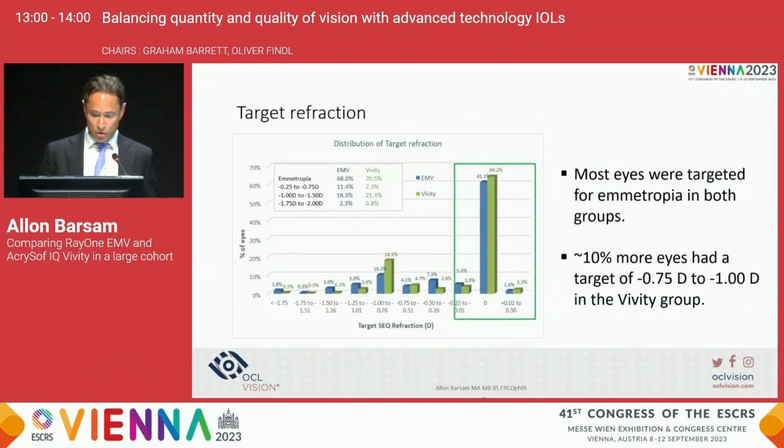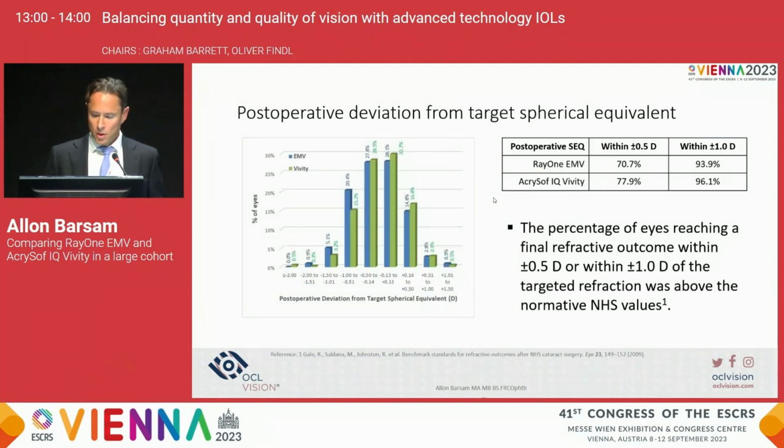Most eyes were targeted for emmetropia, so everyone had emmetropia targeted in the dominant eye. And in the non-dominant eye, it varied. And of note is that 10% more eyes had a more myopic target in the Vivity group, so minus 0.75 or more. The eyes within the NHS normative values of plus or minus a half or 1 were excellent in both groups.